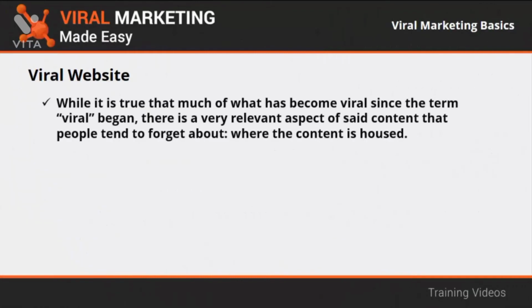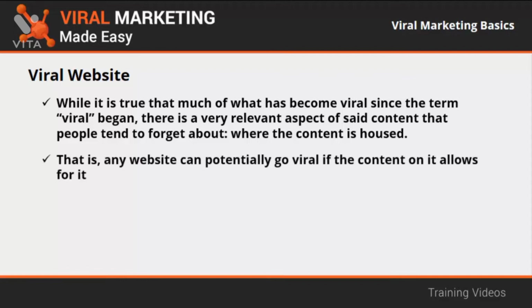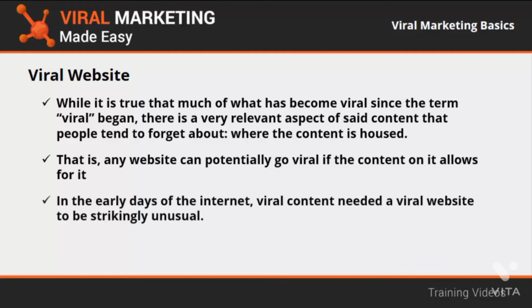Viral website. While it is true that much of what has become viral since the term viral began, there is a very relevant aspect of said content that people tend to forget about: where the content is housed. Any website can potentially go viral if the content on it allows for it. But when this happens, it is actually a matter of luck and unintentional. If you want something to go viral, you need to add viral levers to it to increase the chances. In the early days of the internet, viral content needed a viral website to be strikingly unusual. Nowadays, a viral website just needs to be responsive, be search engine friendly, and host trending, high-quality content.